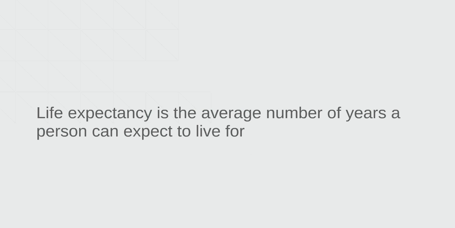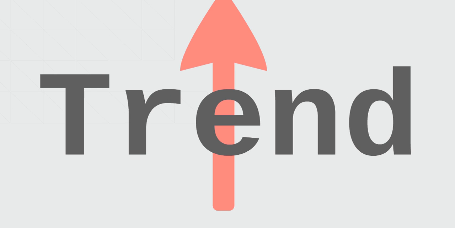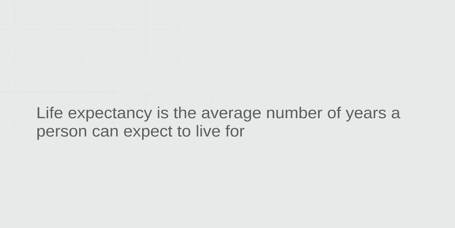And finally, the last key indicator is life expectancy, and this is the average number of years a person can expect to live for. Now, in this country, again, the news is good. The trend is going upwards. That means people are living longer, although it doesn't necessarily indicate anything about the quality of life those people are experiencing.